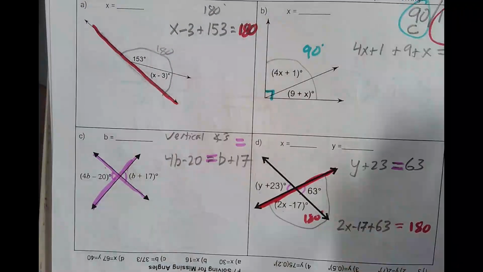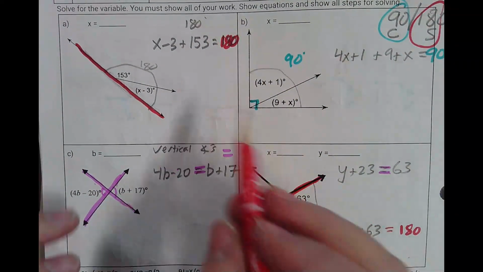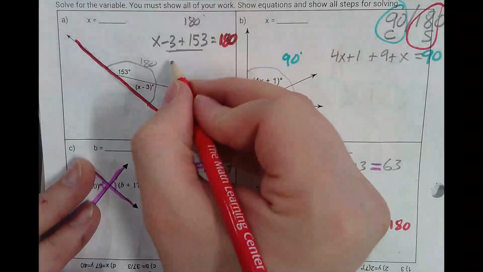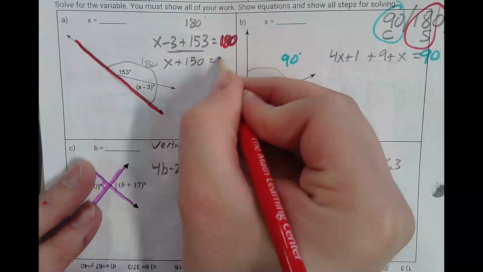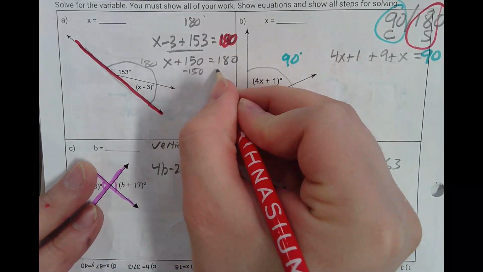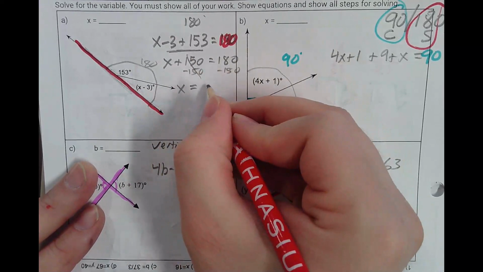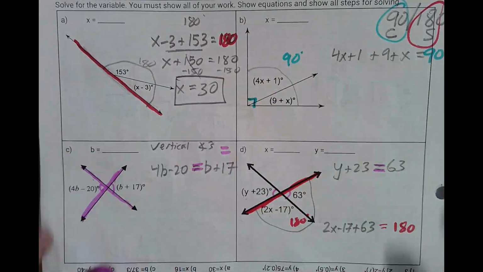So all at once, let's go ahead and solve every single question on this page, which we have the first one, which was supplementary angles. If we solve this one, we're going to go ahead and get x plus 150 equals 180. Subtracting 150 to both sides, we're going to get x equals 30. That would be our answer.